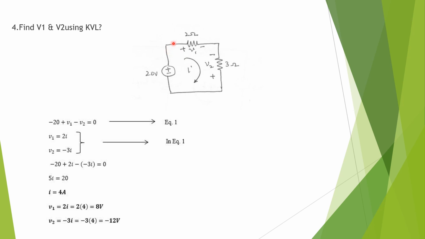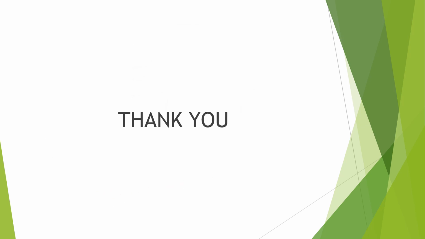That means the same current, 4 ampere, will flow through the 2 ohm and 3 ohm resistors. So V1 is nothing but 2 into I. By putting the value of current in V1, you will get 2 into 4 is 8 volt, and V2 is minus 3 into I. If I is 4 ampere, then you will get V2 is equal to minus 12 volt. So this is the solution for this problem. Okay, thank you.